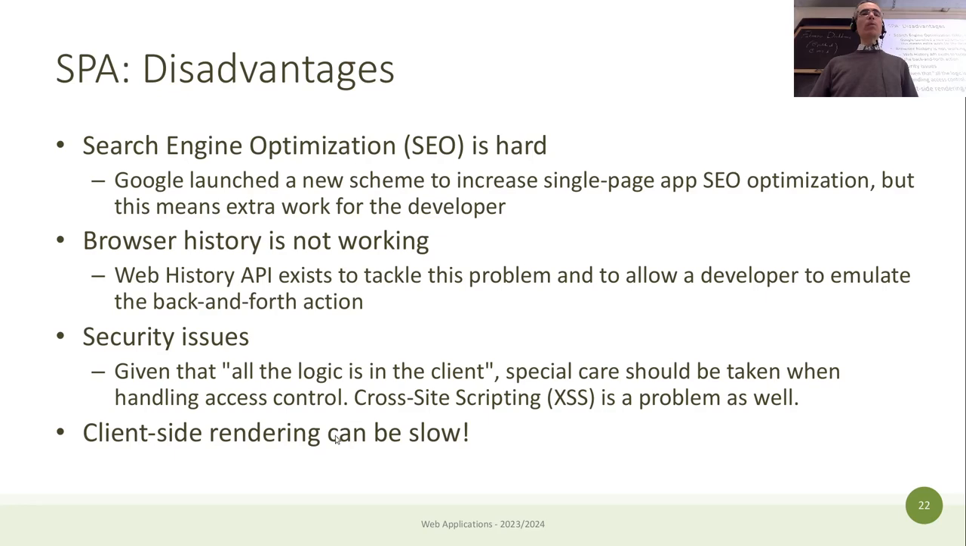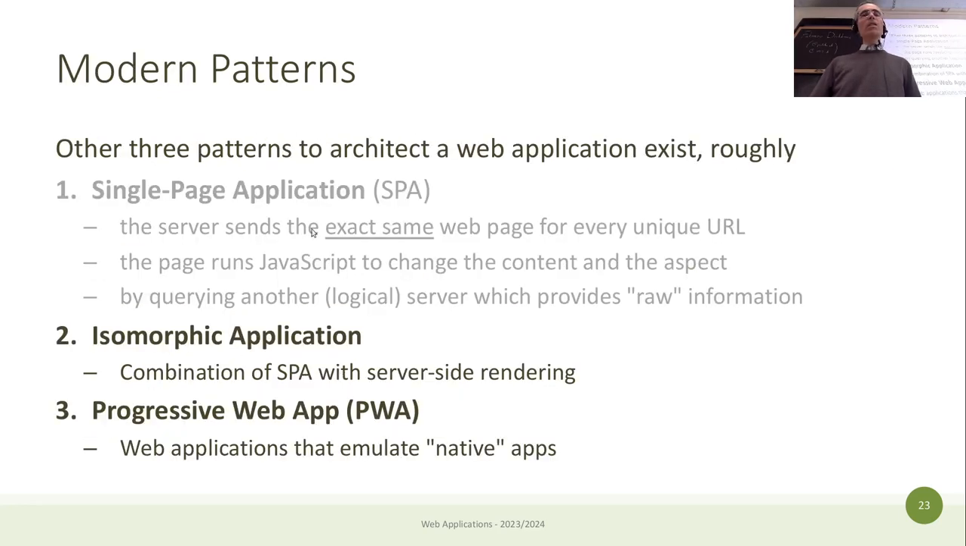Or, for instance, to speed up rendering on the client if the client is not that powerful. But this is just a derivation from the first idea of the single page application. And also progressive web apps, which actually are web applications that emulate native apps, okay? So in some ways, they should have some sort of local storage to be used when there is no network connection and so on. A web application works well, but you need to have a network connection that is always working.